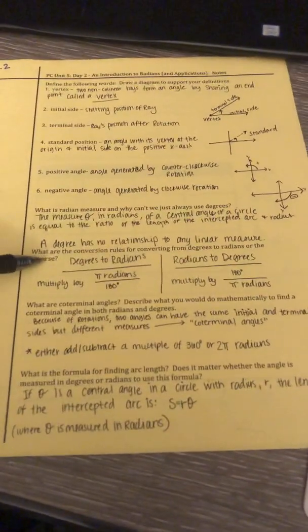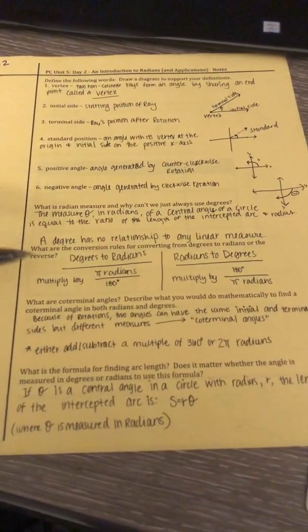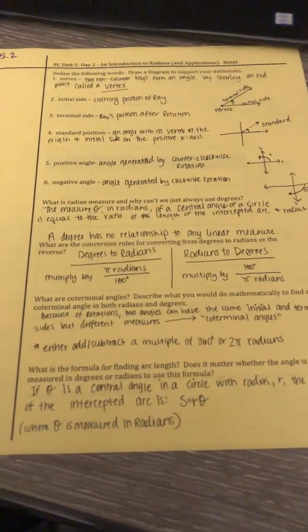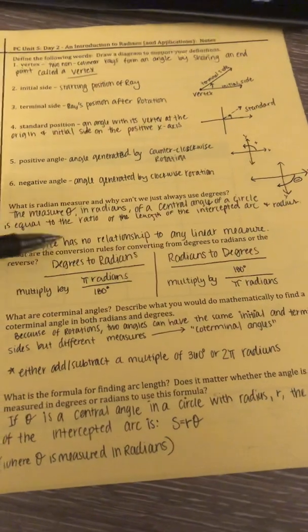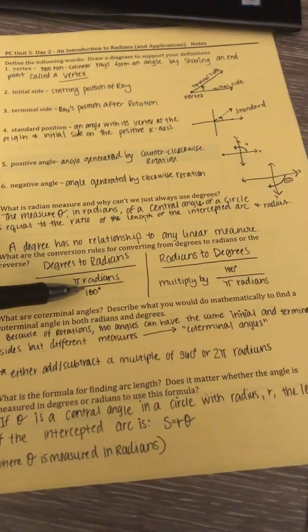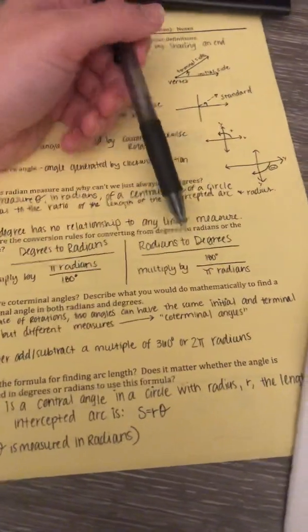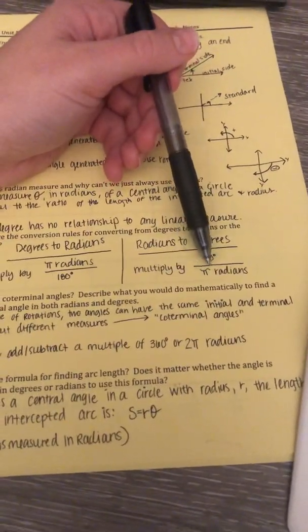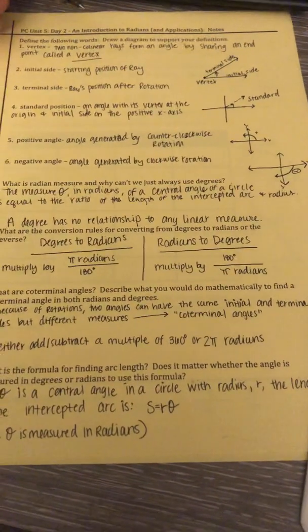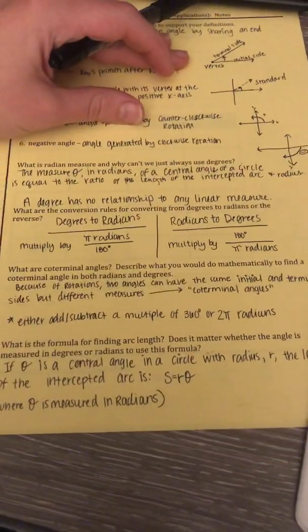So what are the conversion rules for converting degrees to radians or the reverse? Because sometimes you will be asked to convert something to degrees or to convert it to radians. So this is where we have degrees to radians. You'll multiply by pi radians divided by 180 degrees. And then if you're going from radians to degrees, you're taking 180 degrees and dividing it by pi radians. All right.